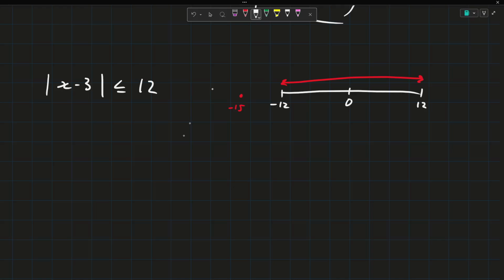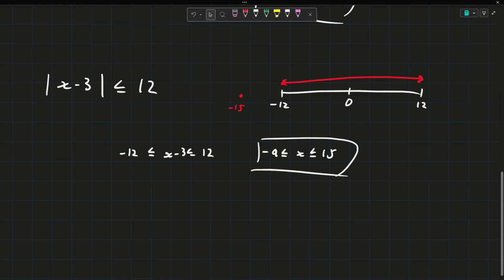So we can say that the value of x minus 3 has to be in between minus 12 and 12, and if you just add 3 to all sides, you'll get minus 9 less than or equal to x less than or equal to 15. And that's a much faster and more intuitive way of doing it.